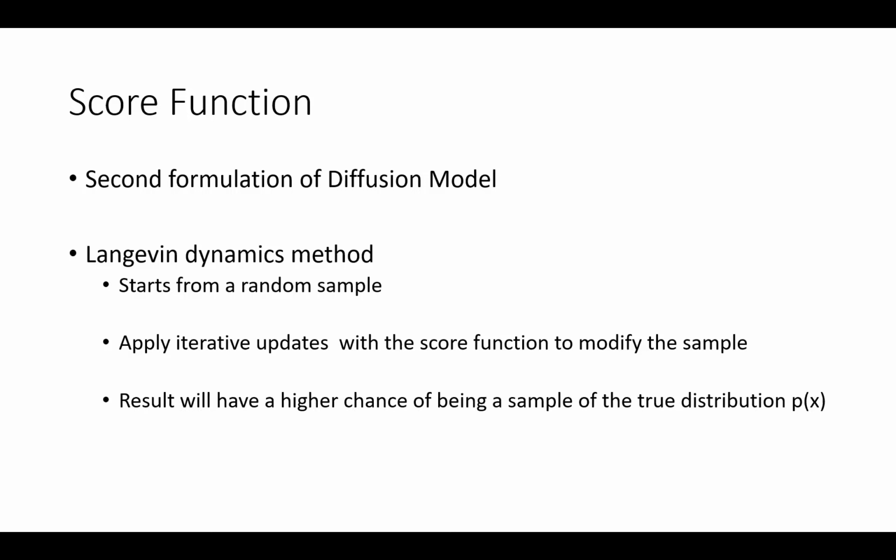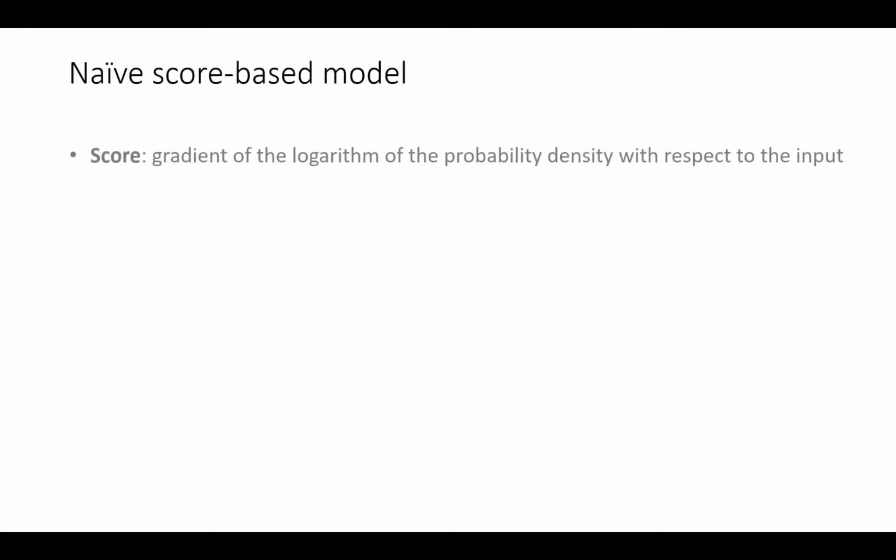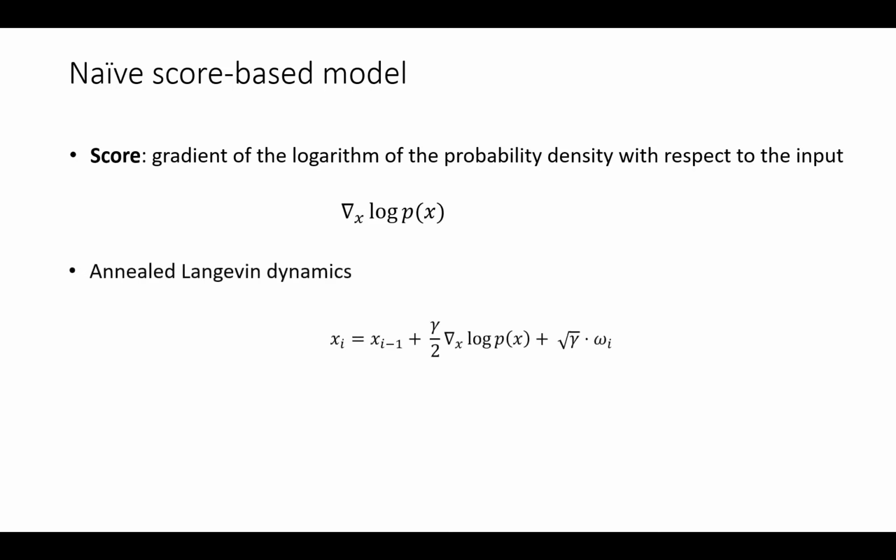And then the result will actually be approaching the true distribution P of X. And so the score is the gradient of the logarithm of the probability density with respect to the input, as I said, because the probability density is a function of X, and we will find a gradient with respect to X, that's your delta X, the sign, which is shown here. And this is our annealed Langevin dynamics.